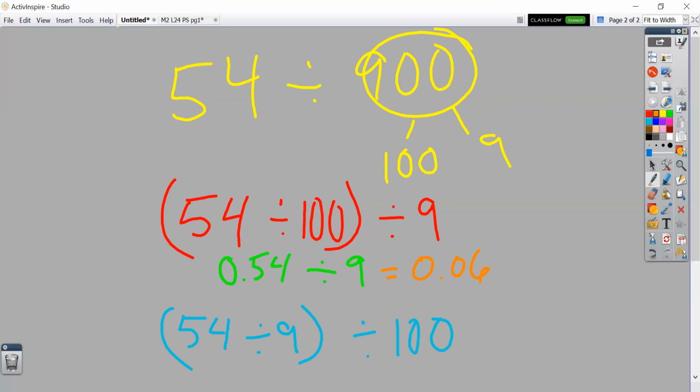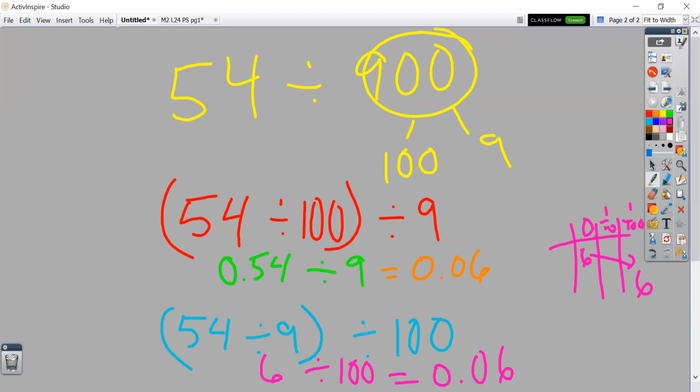Down here, let's show the steps for the other method when we divide by 9 first. 54 divided by 9, well, that's going to be 6. And then we're going to divide by 100. Well, if we think about that place value chart, ones, and then here's our tenths, and here's our hundredths. If we have 6 here and we shift it twice, it's going to be 6 in the hundredths place. So either way, they become the same answer. So we just want to make sure that we're practicing and following the right steps. You can choose which path you want to go as long as you're following the steps.